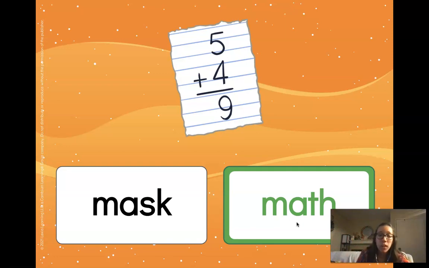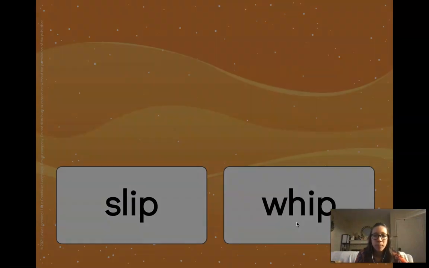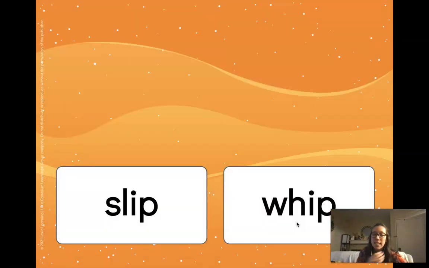This is different than the word on the left, mask, which has a consonant blend, SK. If we sound out the word mask, we hear all 4 sounds. M-A-S-K, mask. Go ahead and take a minute to sound out these words.